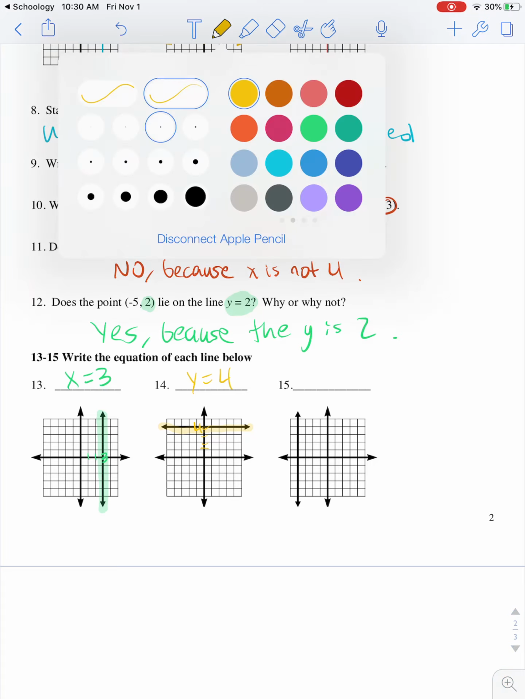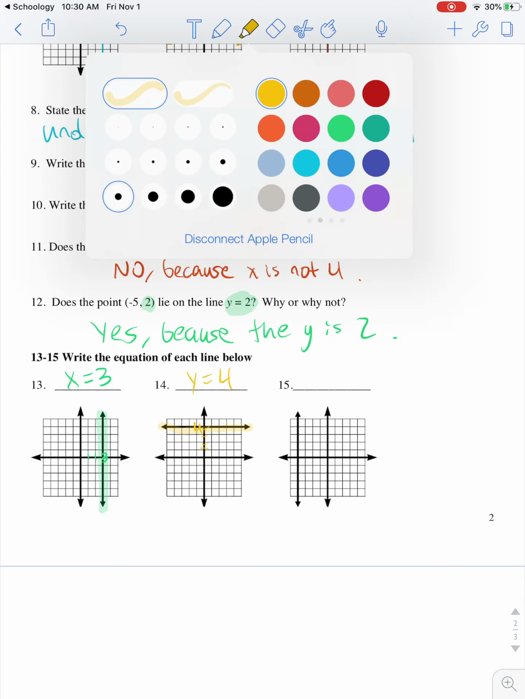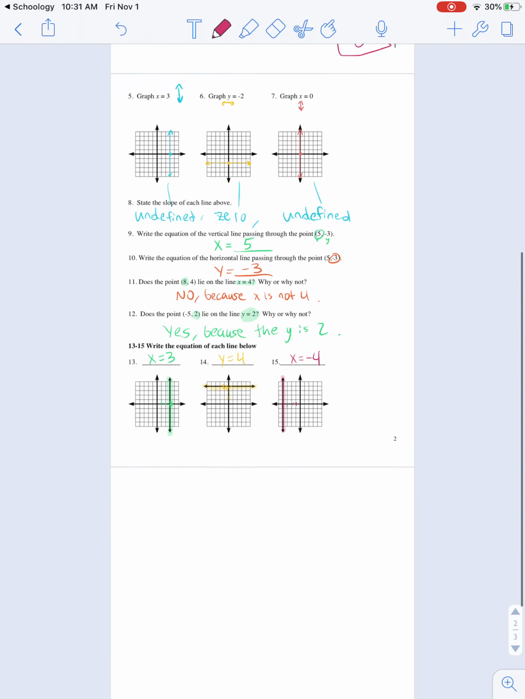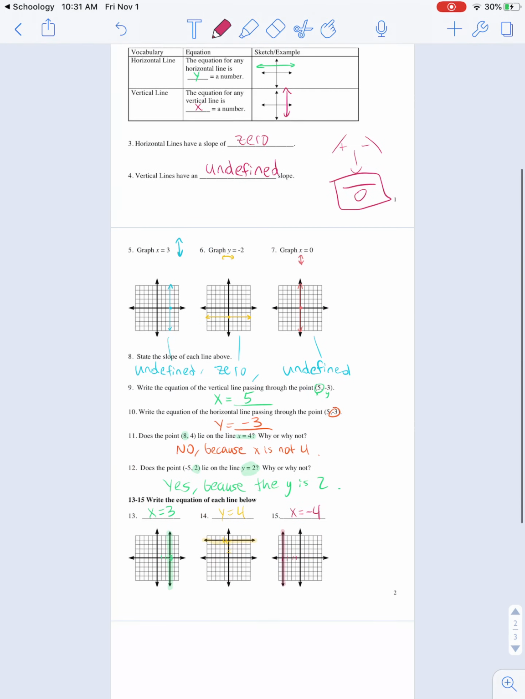And then finally, we've got a vertical line, so it's an x equals, and we're at x equals -1, 2, 3, 4, so x equals -4. And that's it. That's everything you need to know about vertical and horizontal lines.